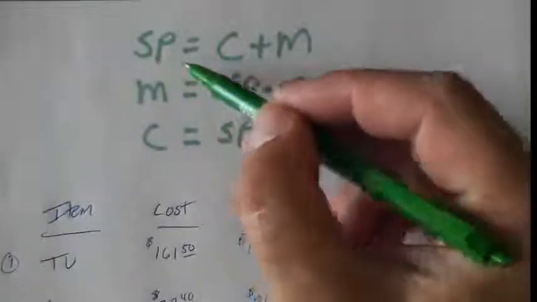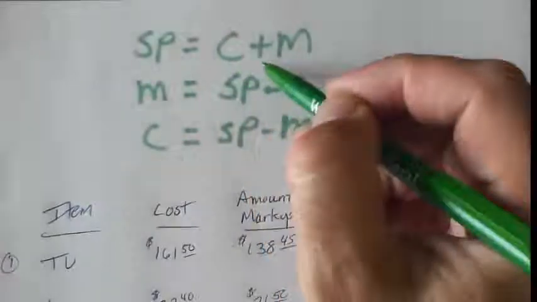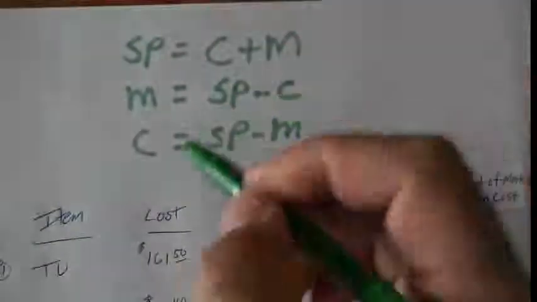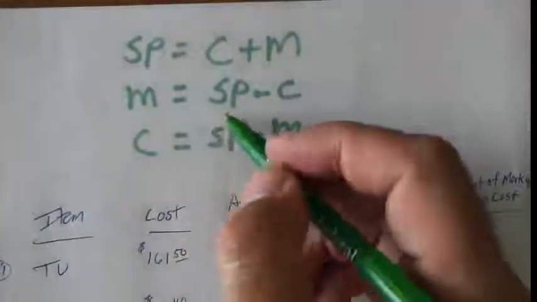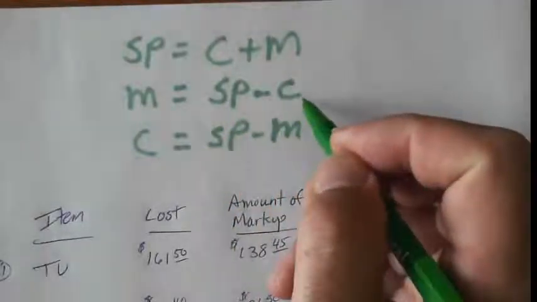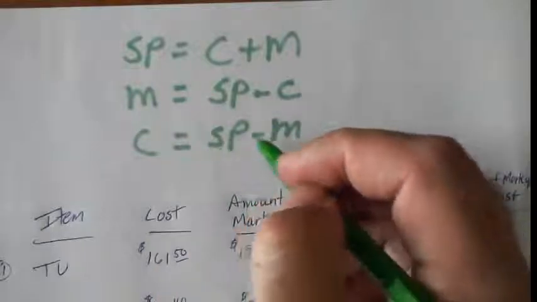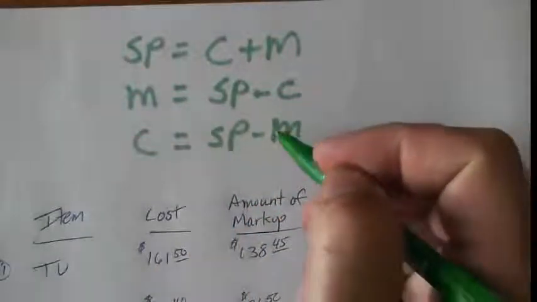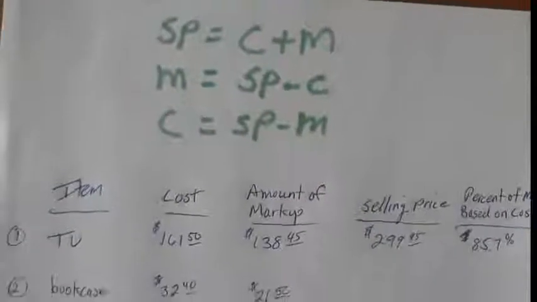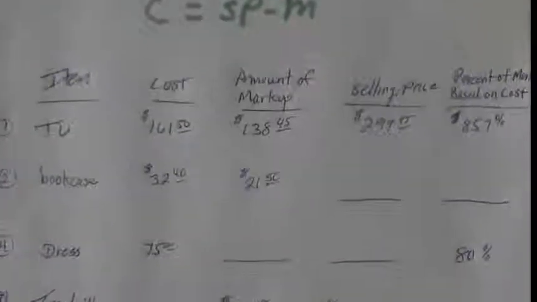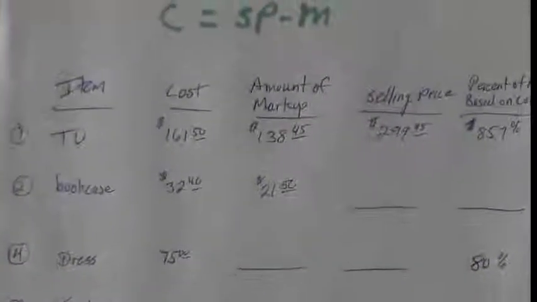We have selling price, that equals the cost of the item plus the markup. The markup can be determined by the selling price subtracting the cost of the item, and then the cost of the item is the selling price minus the markup. So those are your three basic formulas, and they're given and explained very nicely in the textbook. So let's see how those are applied.